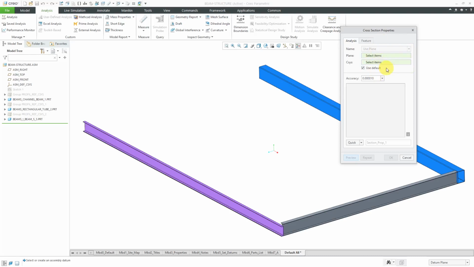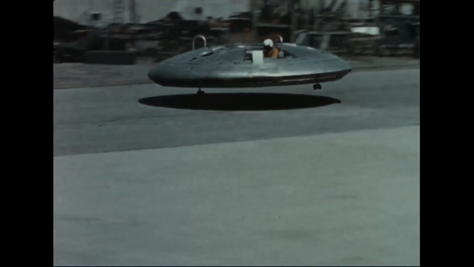Before I start showing you how to use this dialog box, I need to explain the different kinds of calculations that you're going to get from this. And in order to do that, we're going to the Mathcad.